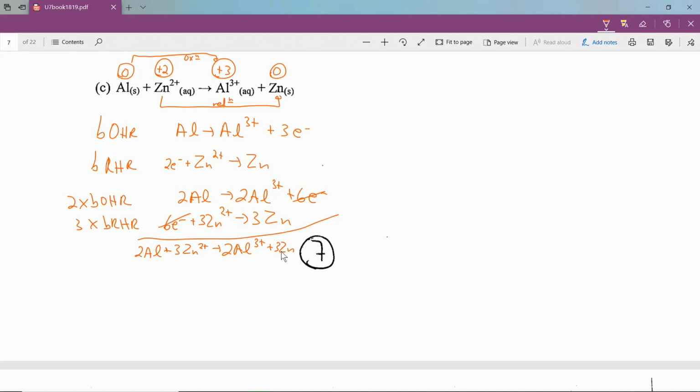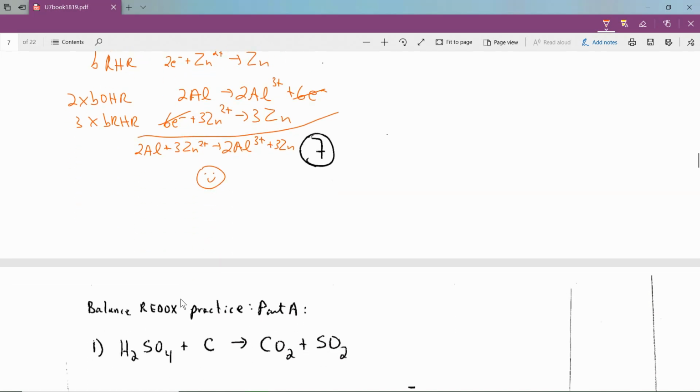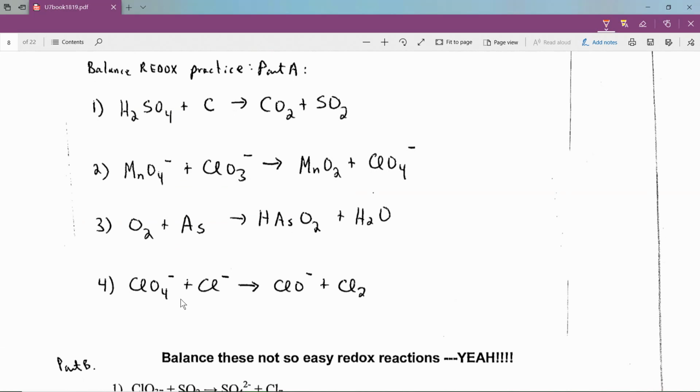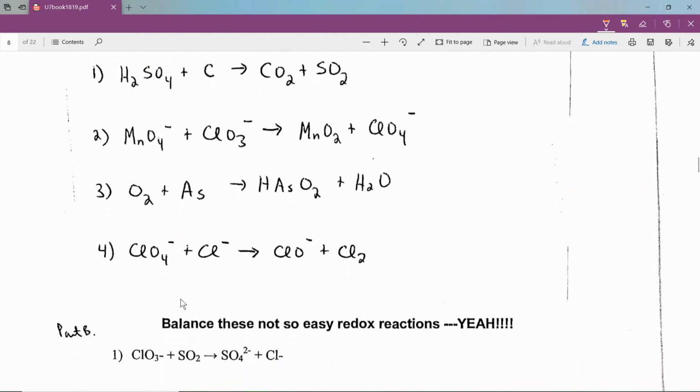So that's good. My net charge on the left is 3 times 2 is 6. And on the right is 2 times 3 is 6. So everything's good. So that is a balanced equation. Okay. Now I have some other ones here. 1, 2, 3, 4. Let's just do the second one. You try 1, 3, and 4. Let's try the second one.